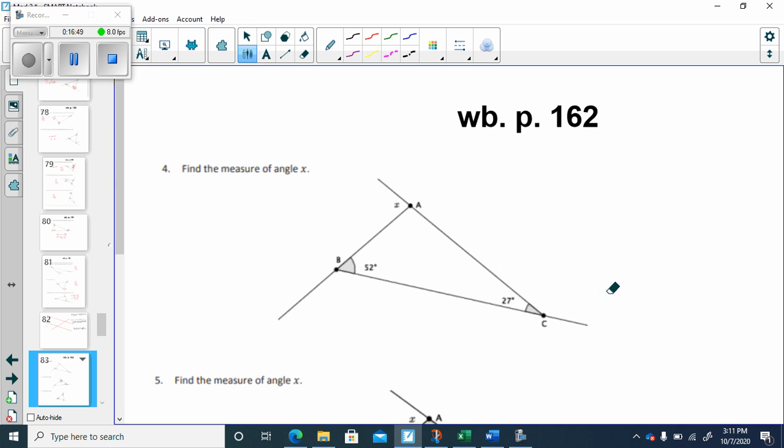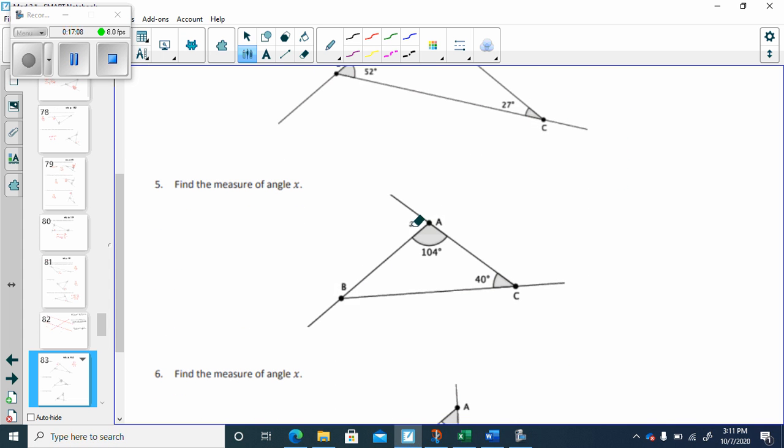Page 162. If I'm looking for the exterior angle here, I have the two remote interiors. I would simply add them up. 52 plus 27 would give me 79. The measure of this exterior angle is 79 degrees.